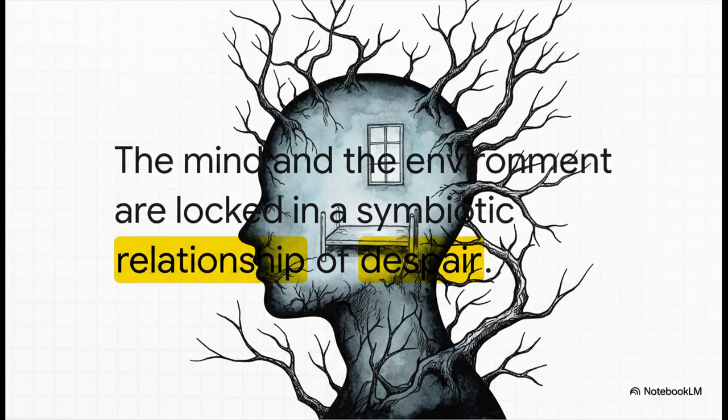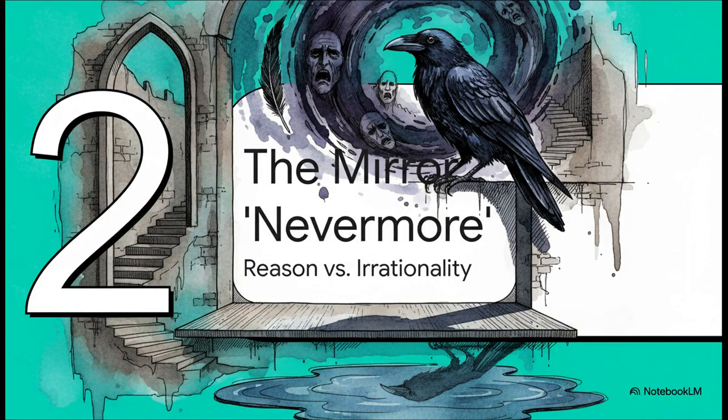So this is really the main idea for this first part. Our narrator is already trapped by his own grief, in a room that's just an echo of his own despair, long before any bird shows up. The stage for his self-destruction is completely set.